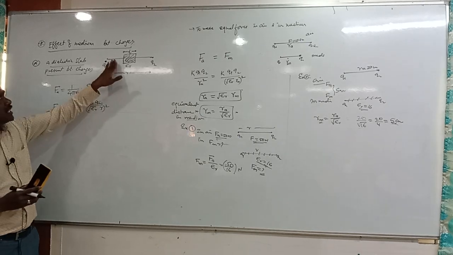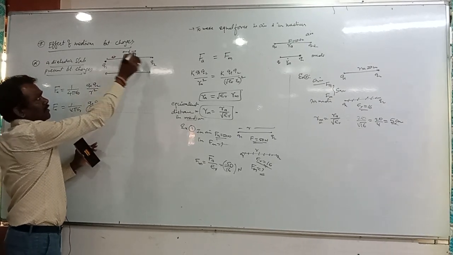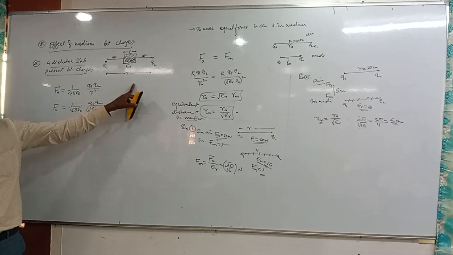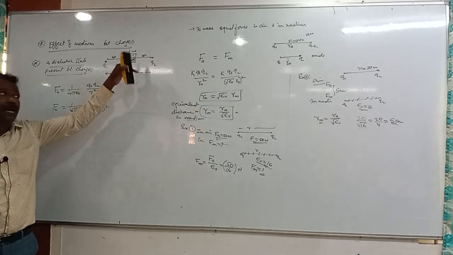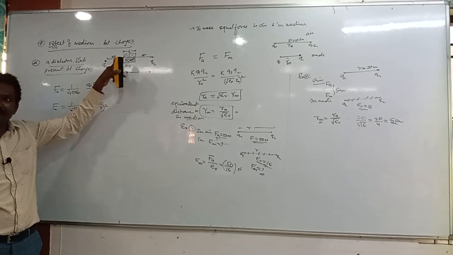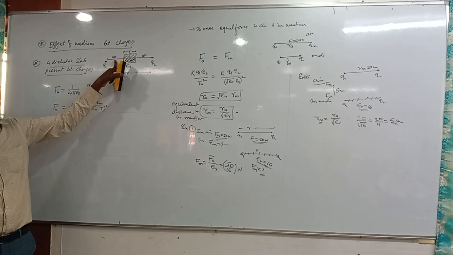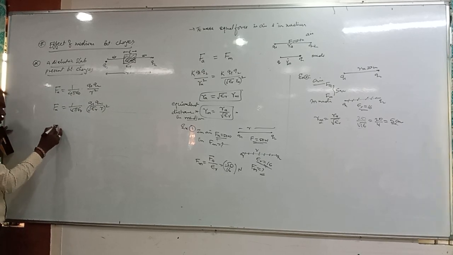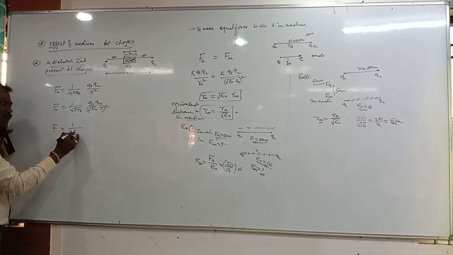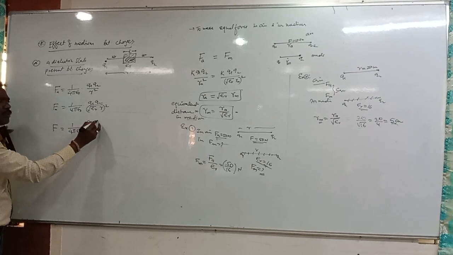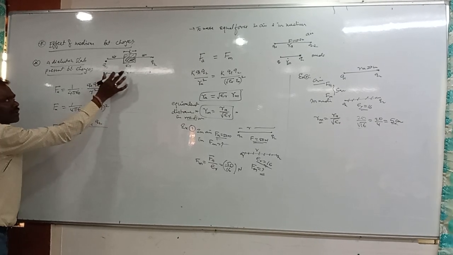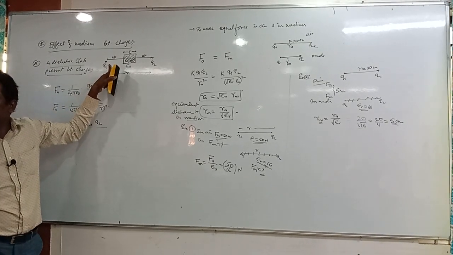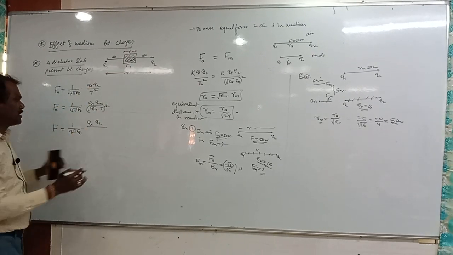This is in the air, and this is in the medium. Two portions are there here: the air part, and another medium. Take the two distances squared, so the force F equals 1 by 4 pi epsilon naught into Q1 Q2 by... What is the length of the air between Q1 and Q2? R minus T.